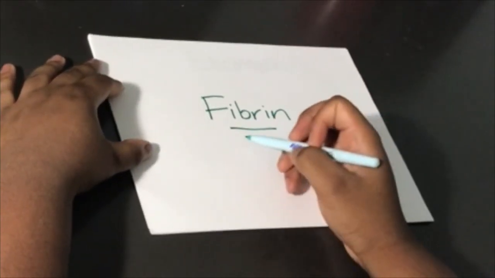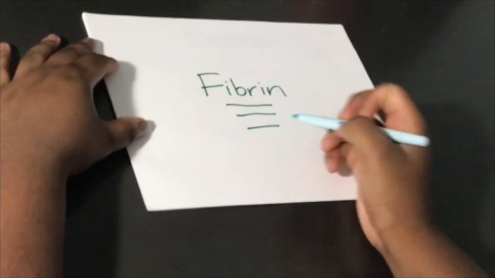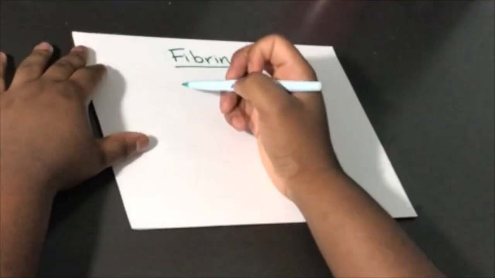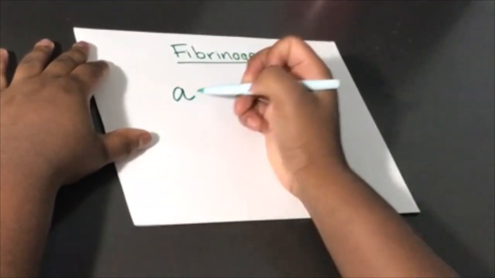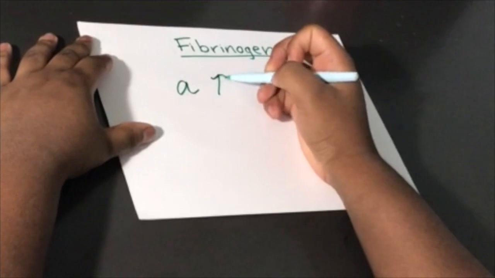Fibrin plays a key part in the creation of blood clots to prevent blood loss and to help start the repair process. The fibrin itself contains fibrinogen, which is made up of 3 polypeptide chains labeled alpha, beta, and gamma.